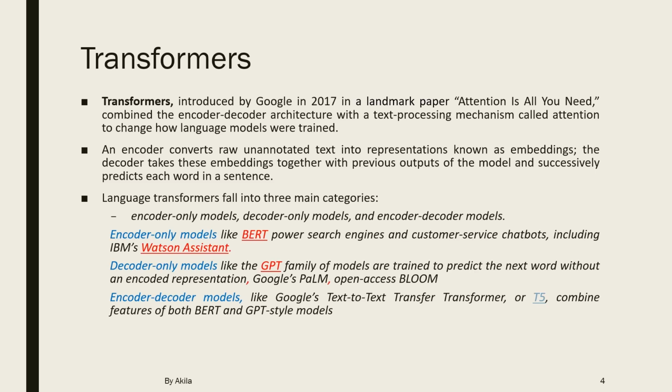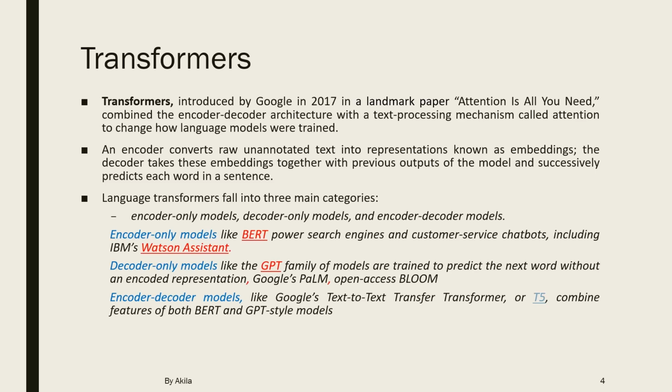Large language models that use transformers are divided into three categories. The first is the encoder-only model, then the decoder-only model, and then the hybrid model that puts together the encoder and decoder. We have already studied BERT, right? The encoder-only model uses only BERT, which powers search engines and also Watson Assistant. These are some of the examples of encoder-only models.